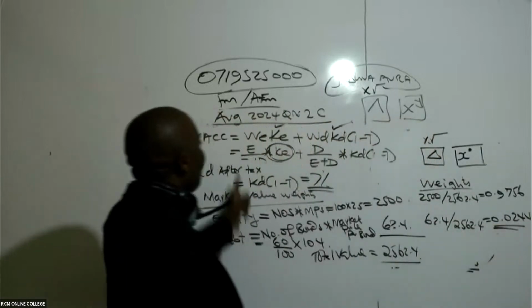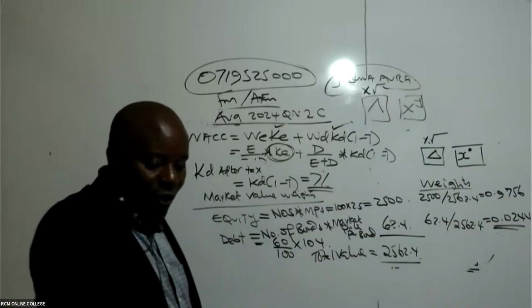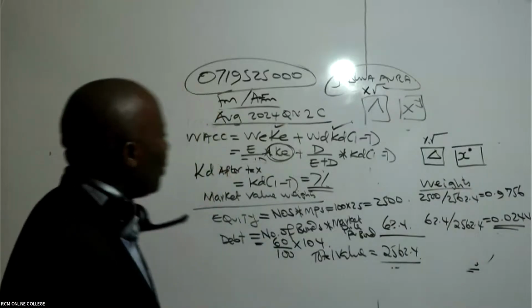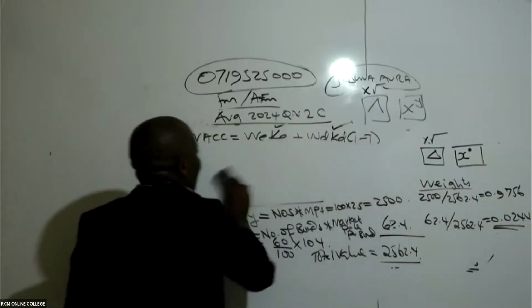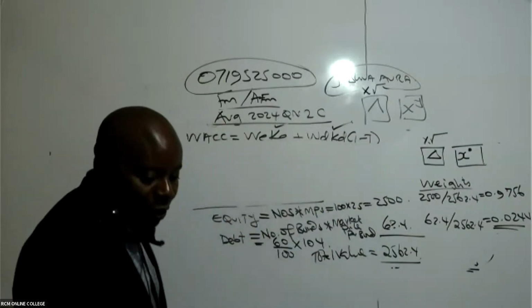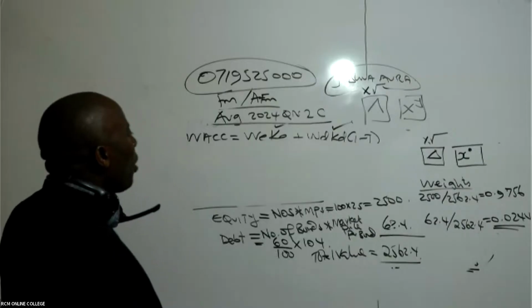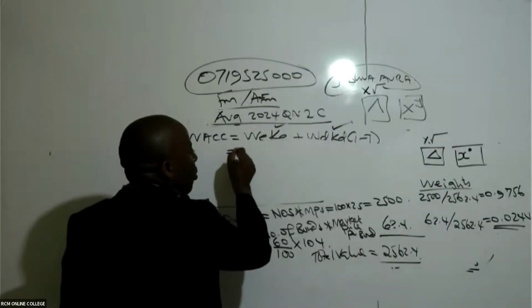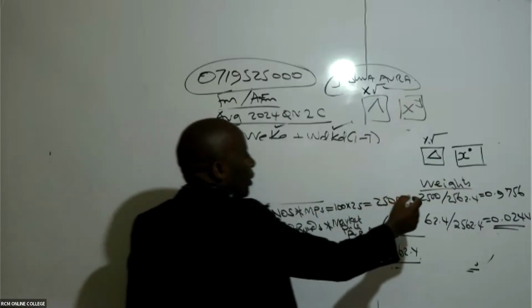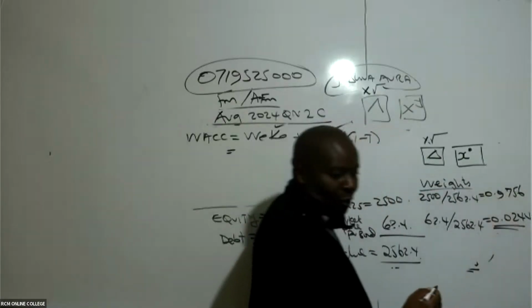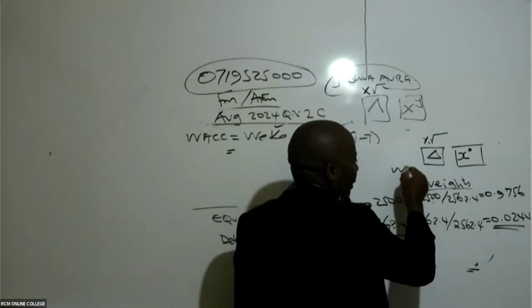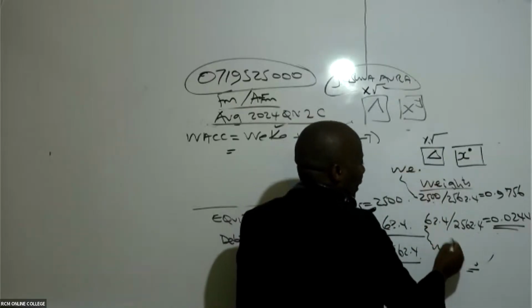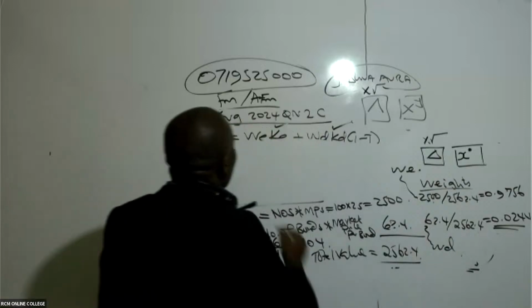Now, please then come back to this WACC. So the weight of equity, we know, is the first one. The second one is the weight of debt.